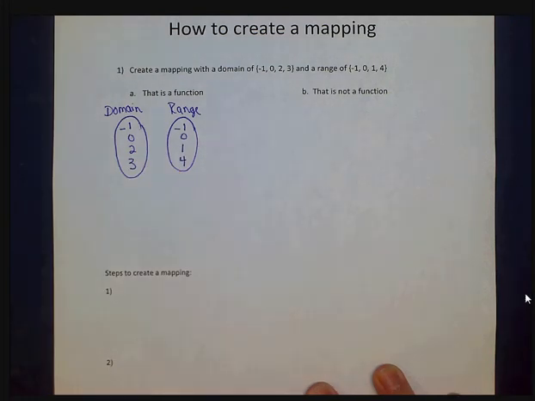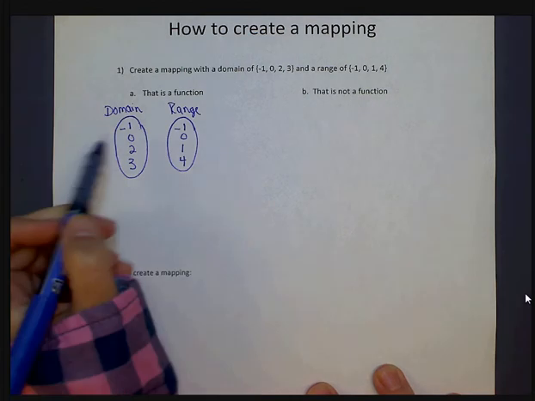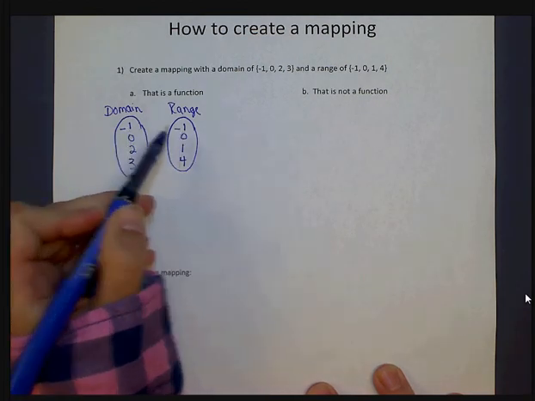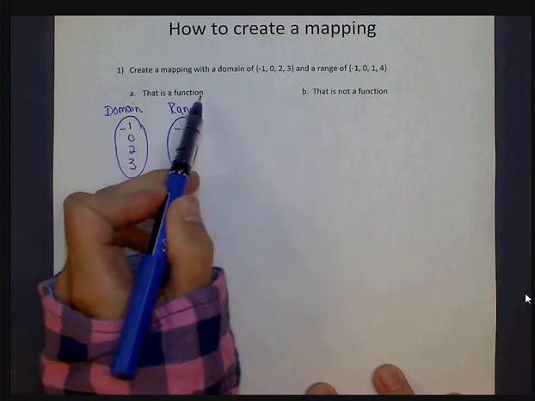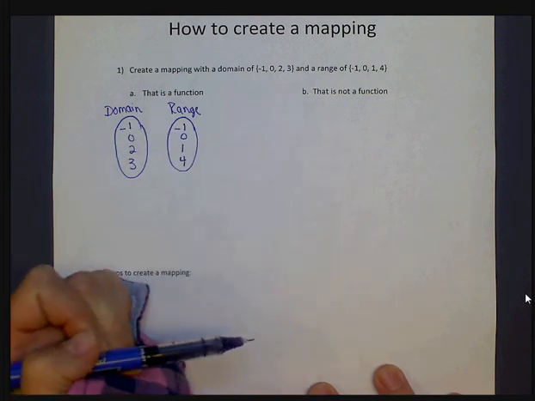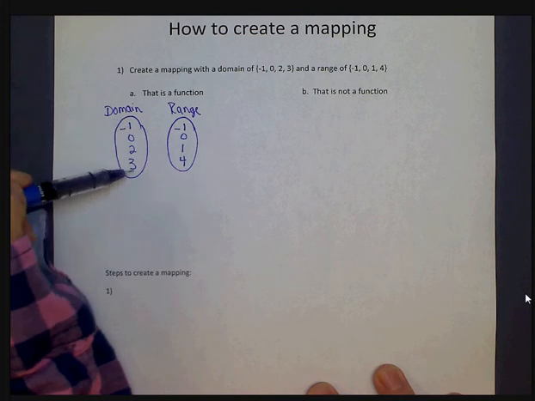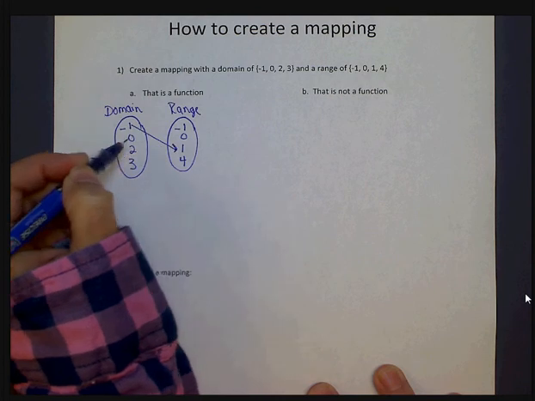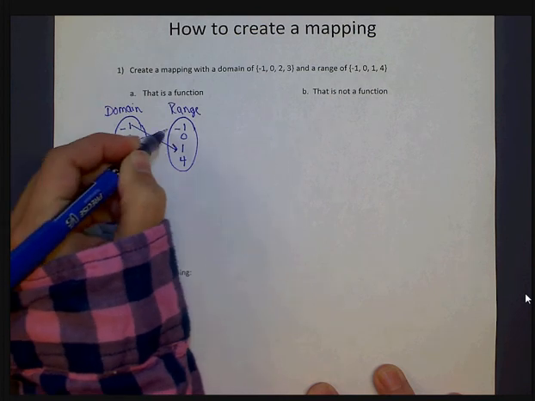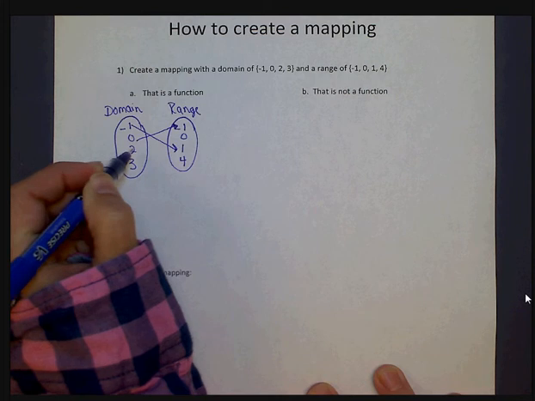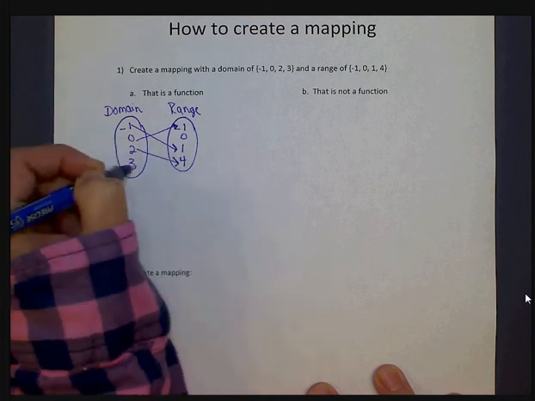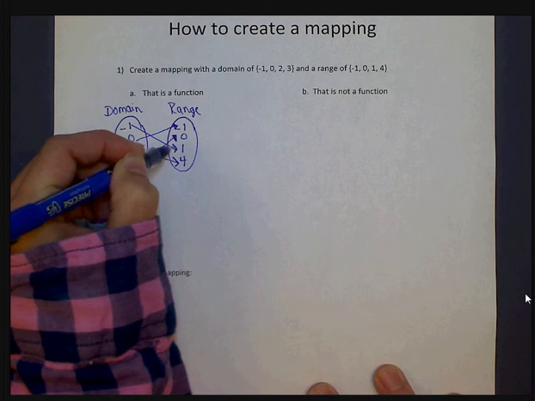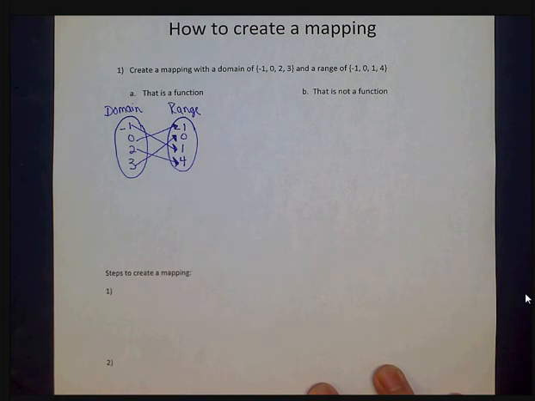Now to complete the mapping, we have to draw arrows from a domain value to a range value. And in this one, we want this to be a function. So for this mapping to represent a function, only one arrow can come from each of the domain values. So I'm going to map -1 to 1, 0 to -1, 2 to 4, and 3 to 0. And there is my mapping diagram. That is a function because only one arrow is coming from each domain value.